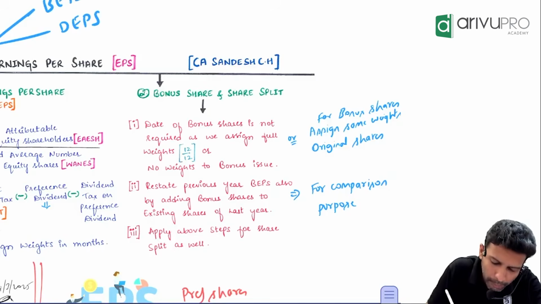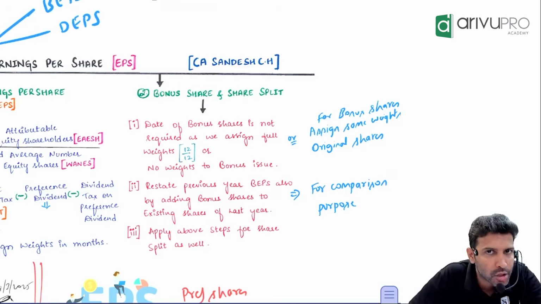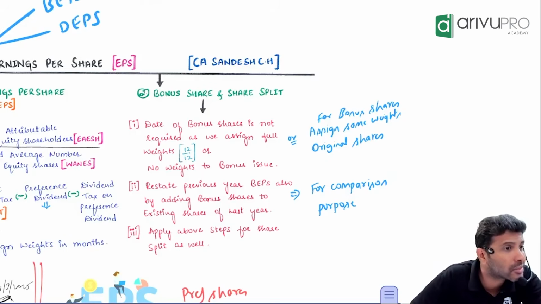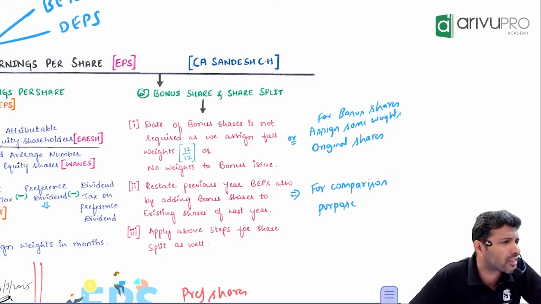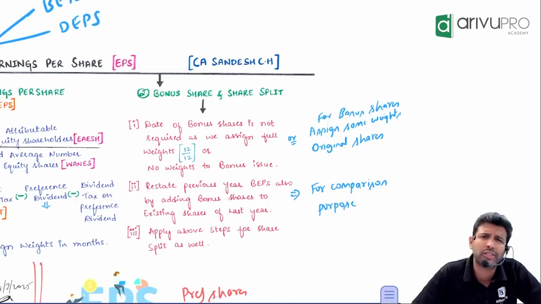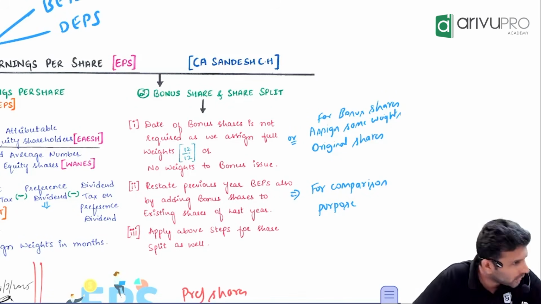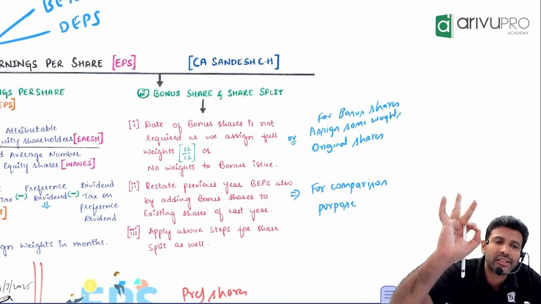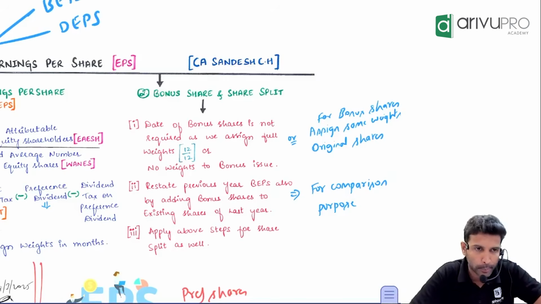Yes or no? But when a company issues bonus shares, does the company collect money or no money? No money. That means, honestly speaking, should we assign weights to bonus shares? Is the company getting any money from bonus shares? No money. So in one sense, if you analyze bonus shares, we don't have to worry about weights, because by issuing bonus shares, the company is not receiving a single rupee. Correct? That is one approach.